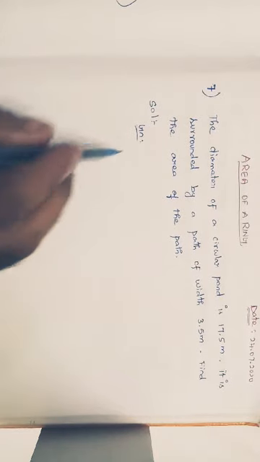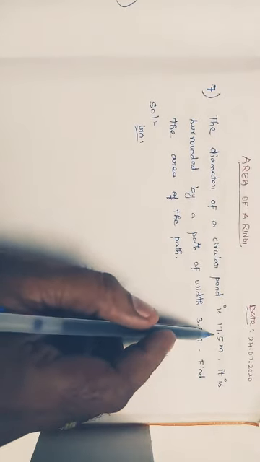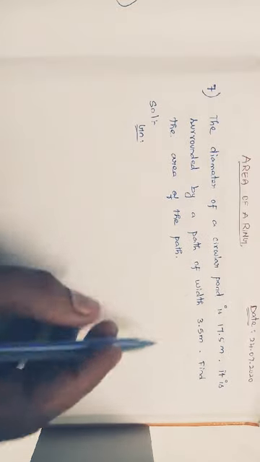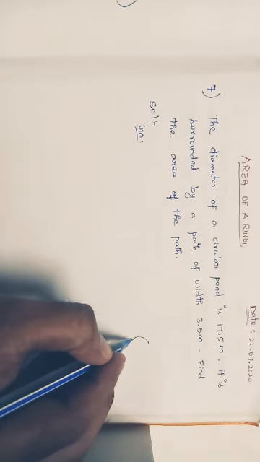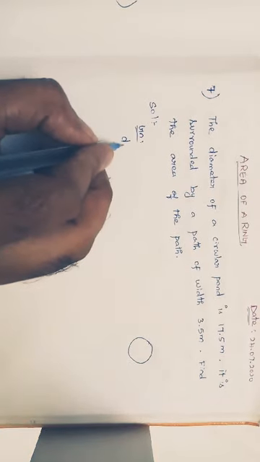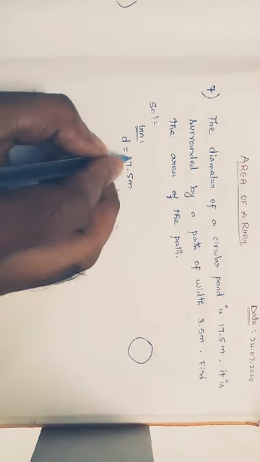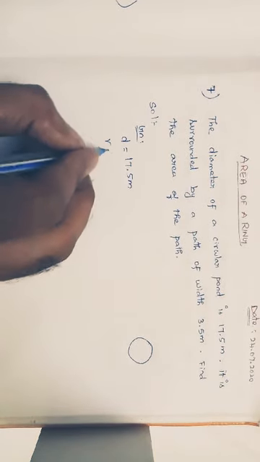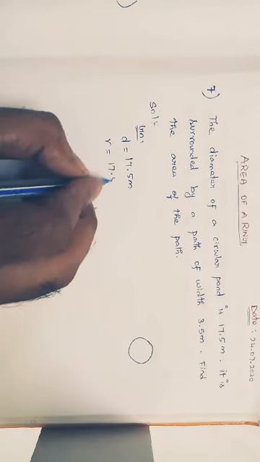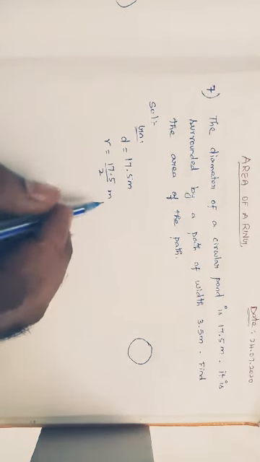Question number 7. The diameter of a circular pond is 17.5 meter. So there is a circular pond. The diameter is d equal to 17.5 meter. So radius r is equal to 17.5 divided by 2 meter. You can keep it as it is, no problem. From the first line itself, I have written the given.